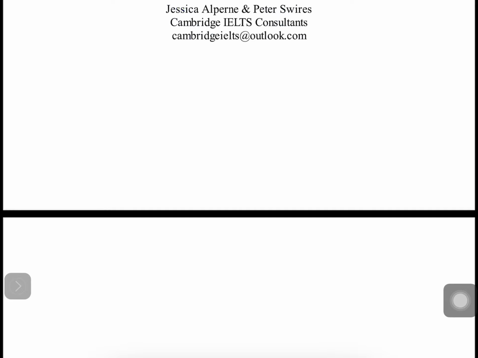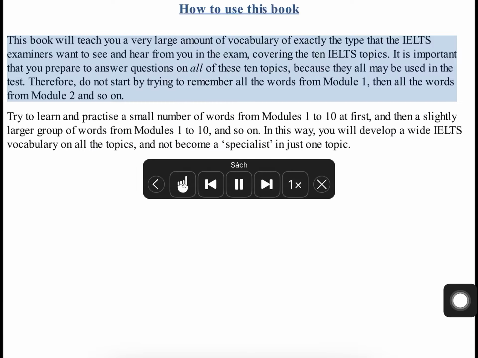How to use this book. This book will teach you a very large amount of vocabulary of exactly the type that the IELTS examiners want to see and hear from you in the exam, covering the 10 IELTS topics.